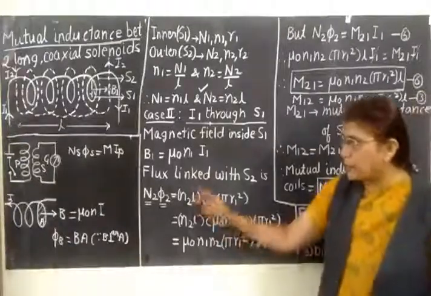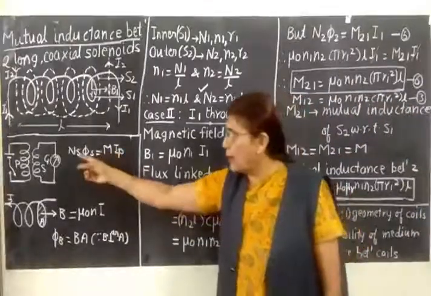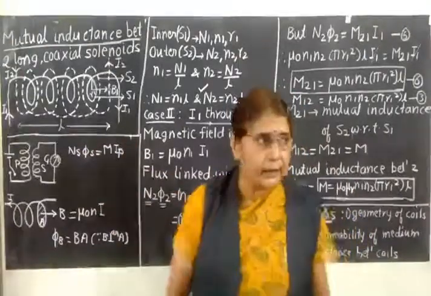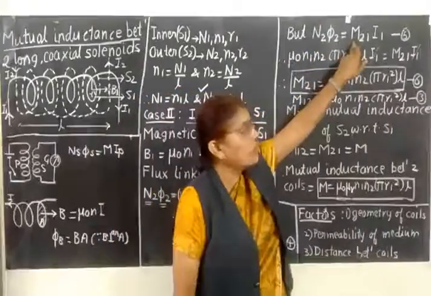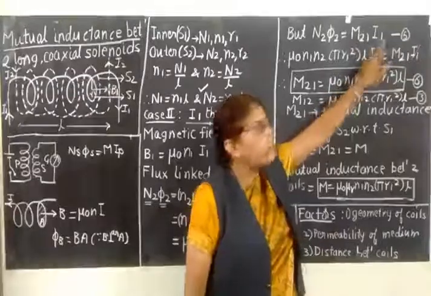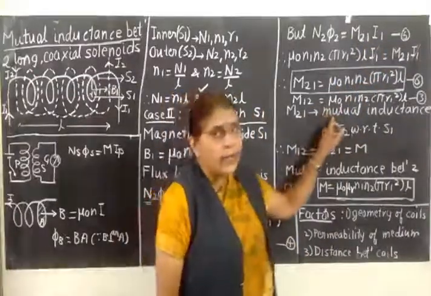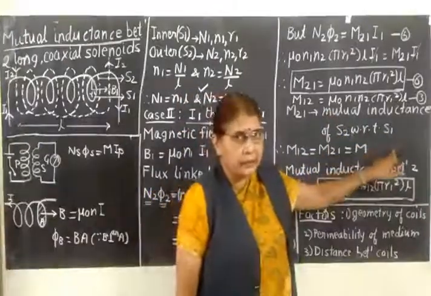Now another equation for N2 Phi2 we can write using this relation. So flux linked is given by a constant M into the current. So the flux linked N2 Phi2 is given as a constant, which I shall denote as M21, into the current I1. What is M21? M21 is nothing but the mutual inductance of S2 with respect to S1.